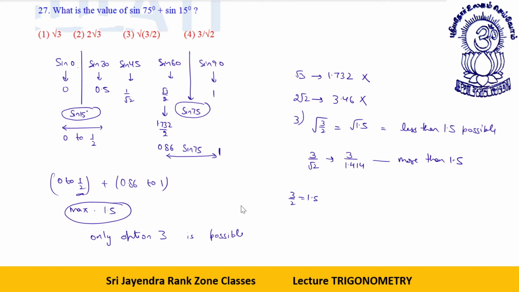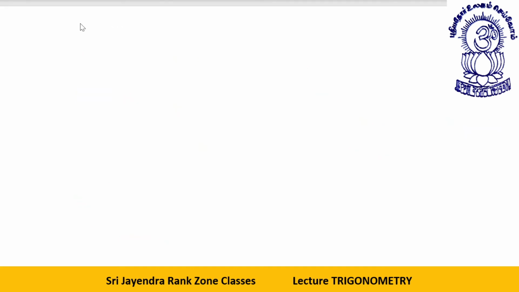This is one way. The other method I'm going to teach you in the next class, once I tell you a few more formulas. So far, I hope everything is clear. Now we will start with the 2 theta and 3 theta formulas for sine, cos, and tan.